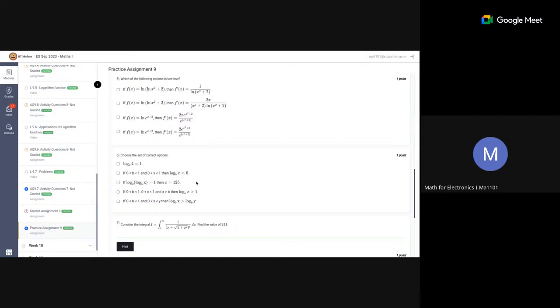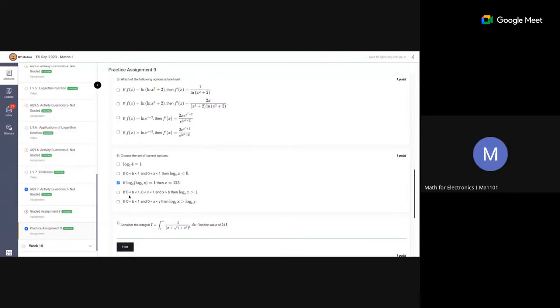Write that down now. Log x to the base 5 is 3. When will that happen? When x is 5 cube, then log 5 cube to the base 5 will be 3. Therefore, x should be 125. So this option is correct. Is this okay, Namai? Yes, sir.